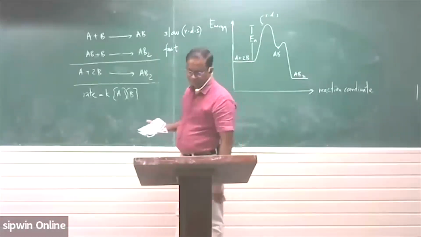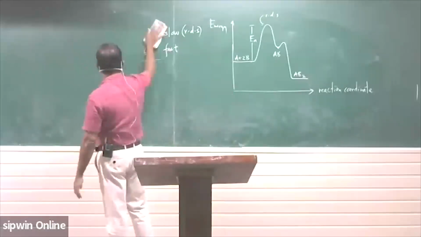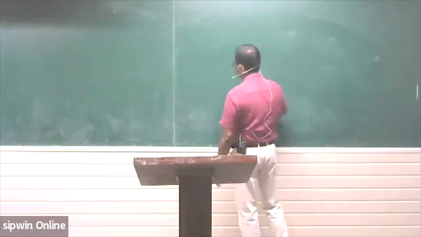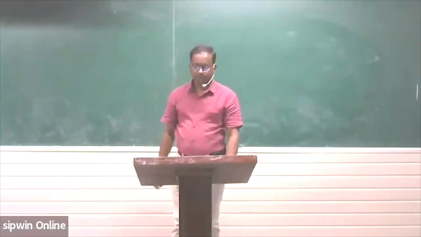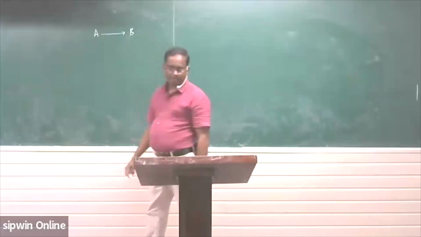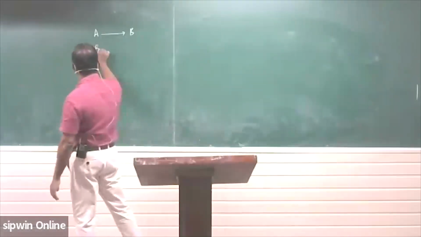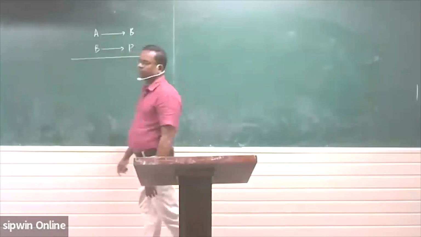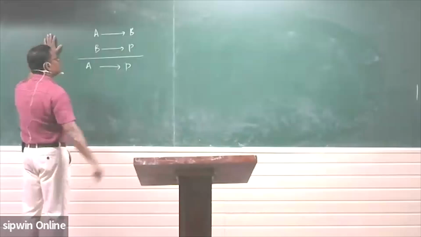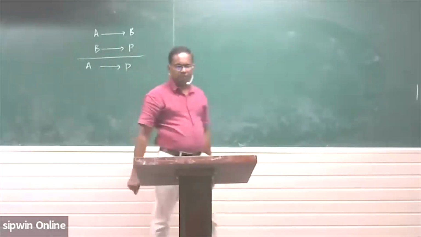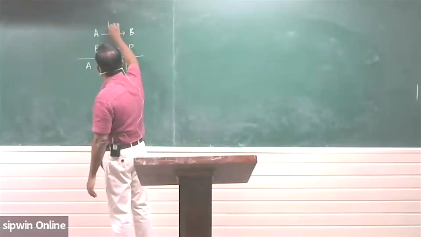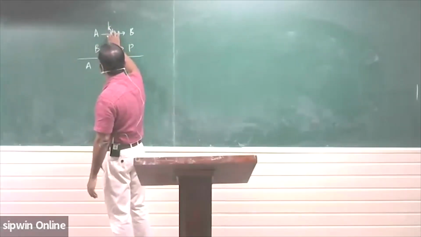Consider the following example. A into B, B into P. Net reaction: A into P. For A into B the rate constant you take as k1, and for B into P you take k2.